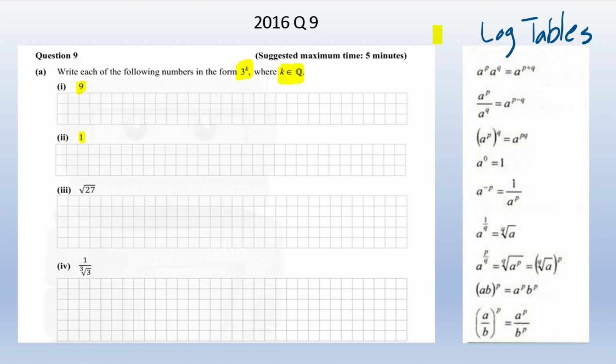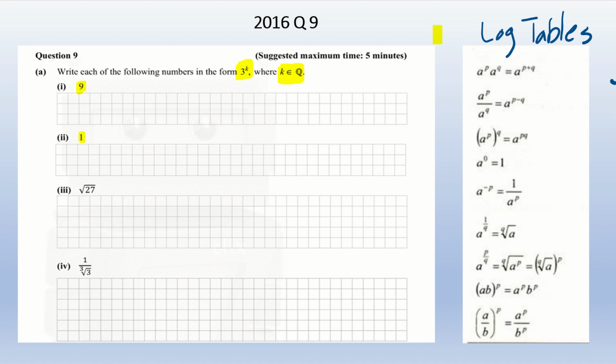Your k up at the top, so your exponent, has to be a quotient, so it has to be written as a fraction. So your quotient numbers can be written as a fraction, like a half, a third, 4/7, any fraction you want. It can also be a whole number, so let's just bear that in mind. Okay, our first one, fairly straightforward.